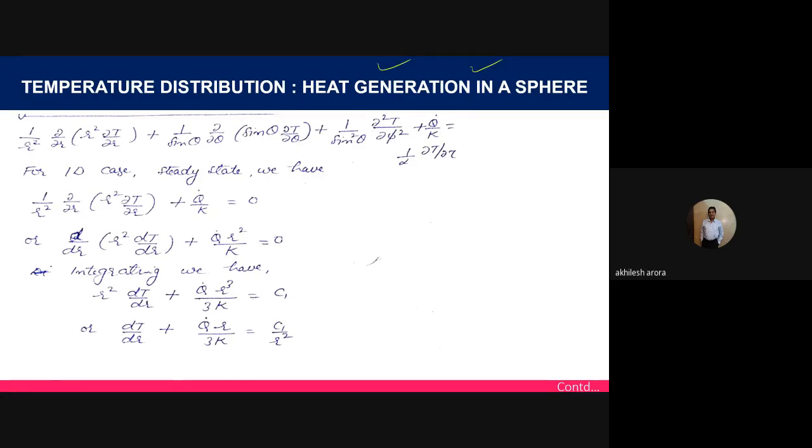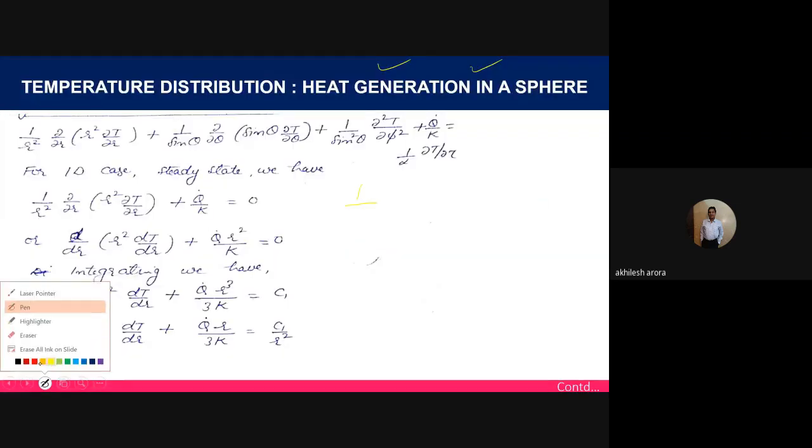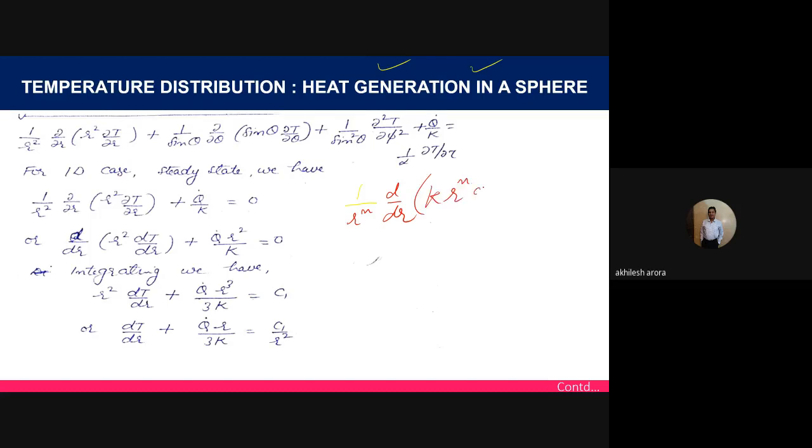Once again, we have the equation 1 upon R raised to power n, d by dr of k R raised to power n dt by dr, plus q dot is equal to 0. So in case of spherical coordinates, the value of n is equal to 2. So the equation becomes 1 over r square d by dr k r square dt by dr plus q dot is equal to 0. That is the equation.